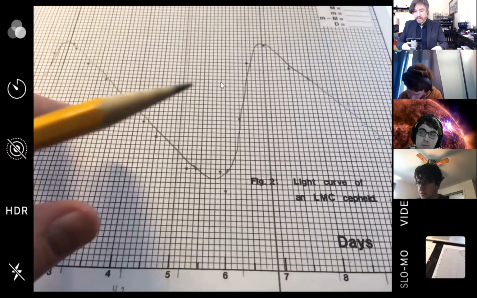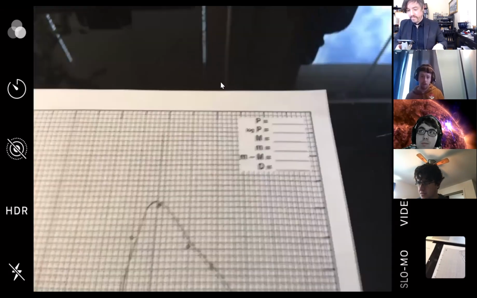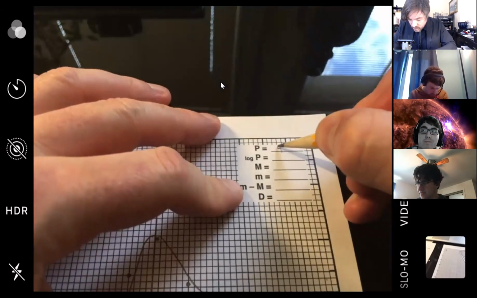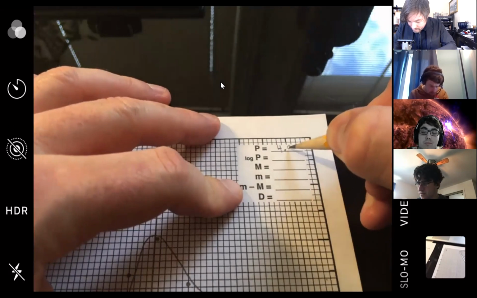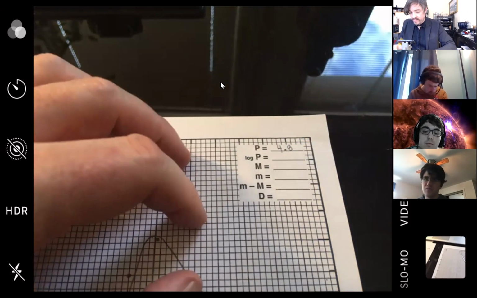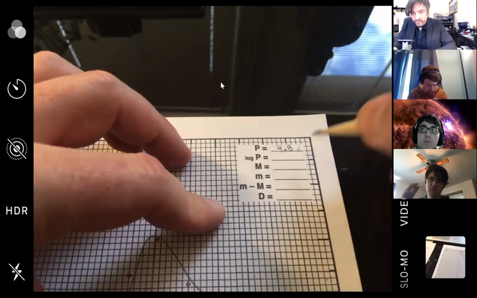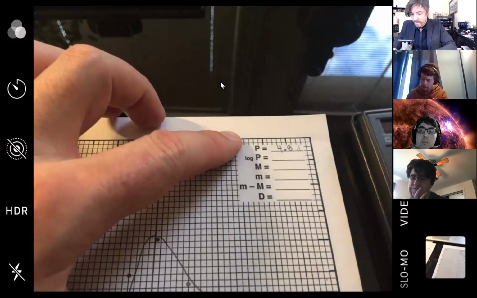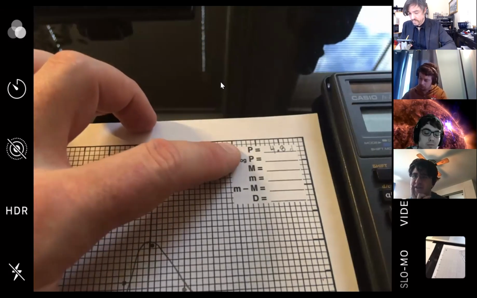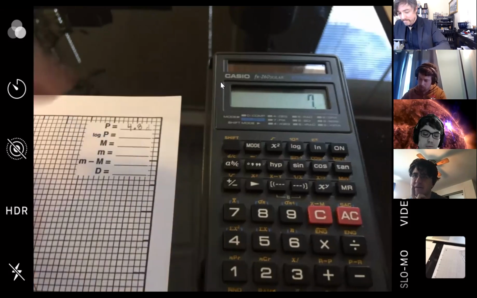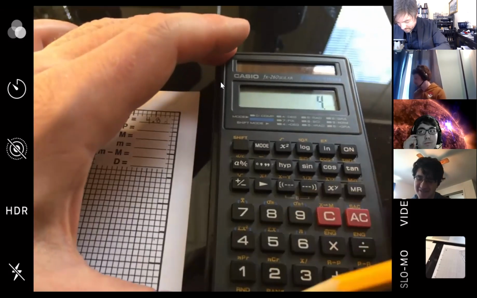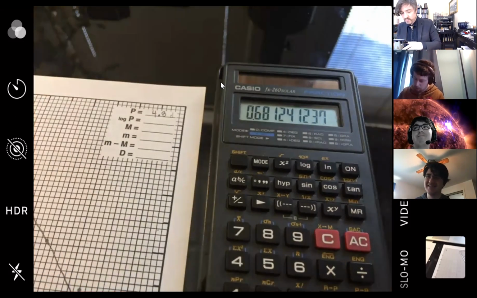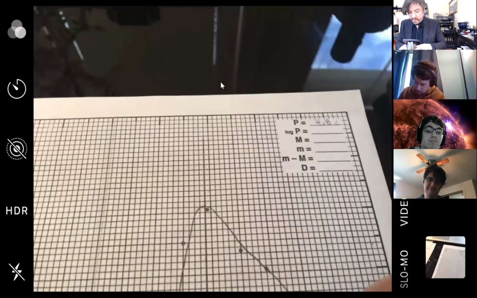Okay. Class, up here for our period, 4.8. That's days, right? Yep. How are we going to get log P? Do we put in 4.8 and then hit the log button? That's exactly right. This stuff is easy. You should ask a physicist. 0.68. Yep, let's write that down, 0.68.